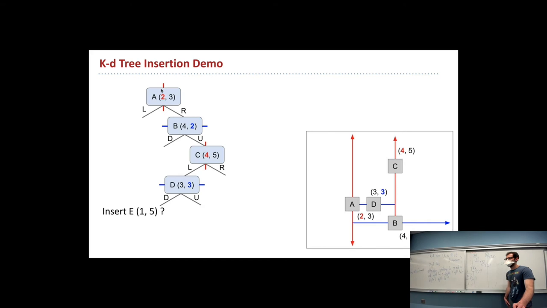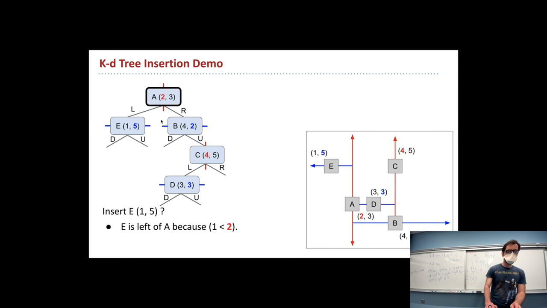Because it's comparing the x coordinate of. Okay, so it'd be to the left of A. Yeah, because we're always going to start at the root, and our root's comparing on the x-coordinate, so E would end up less than the x-coordinate of 2.